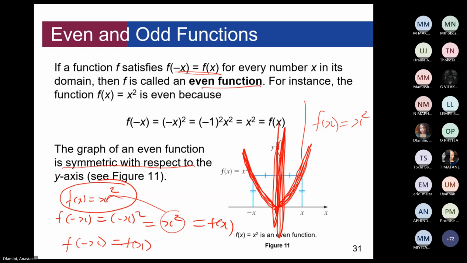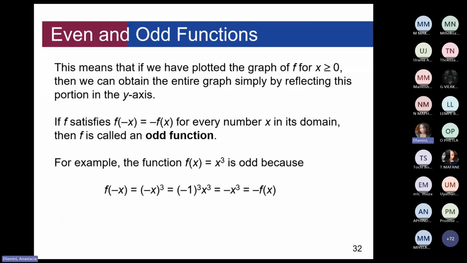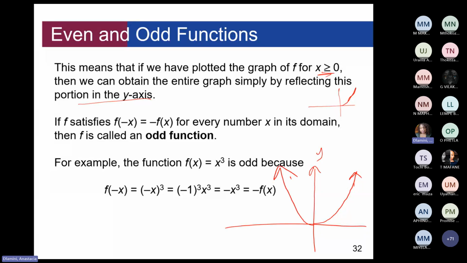This means that if we have plotted the graph of f for x greater than 0, only x greater than 0 for x squared, we know it's this graph here, isn't it? Then we can obtain the entire graph by simply reflecting about the y-axis, because it's an even function, so it's symmetric about the y-axis. If we reflect this graph to this side, then we get the full graph. That's what they are saying.